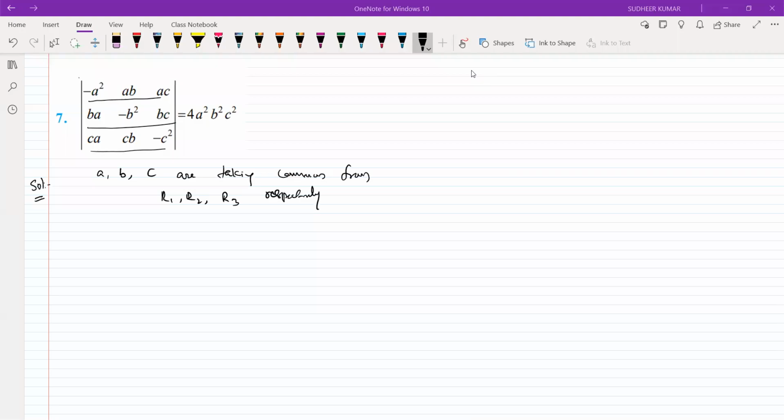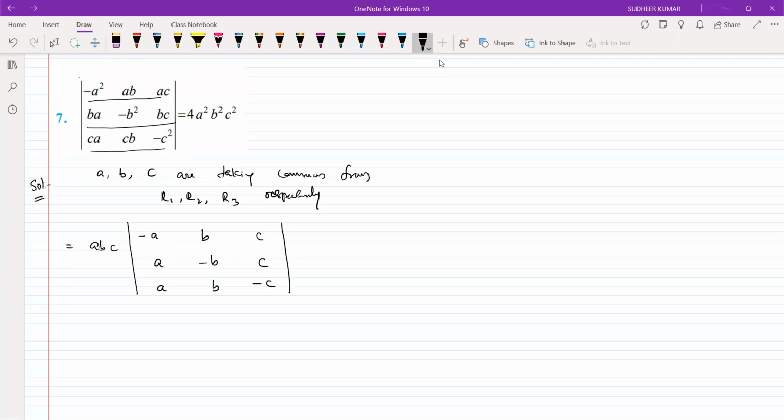As we discussed in the previous class, here we can take a, b, c common from R1, R2, R3 respectively. Then we get this result as abc into: from the first row a is taken out, so this is minus a, b, c. In the next row b is taken common, so this is a, minus b, c. From the third row c is taken common: a, b, minus c.